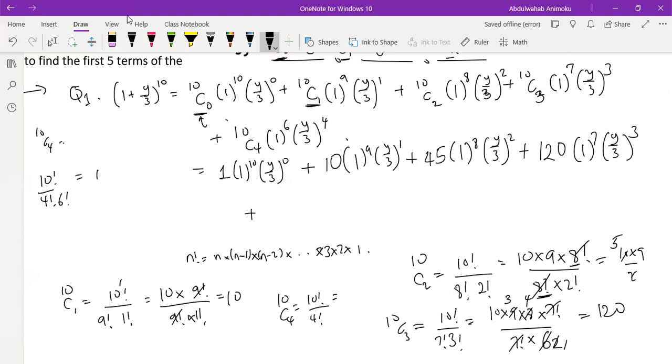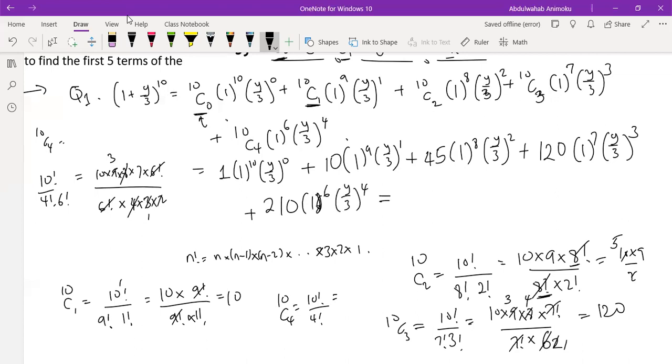Now, what does this give us? 10 times 9 times 8 times 7 times 6 factorial. So 6 factorial will cancel out. 4 factorial is 4 times 3 times 2, okay? This will cancel out. Then what else would cancel out? 4 times 2 is 8, so to cancel this out, 3 into 9 is 3, so that's 21, 210. So the last term is 210, 1 raised to the power 6, y over 3 raised to the power 4.